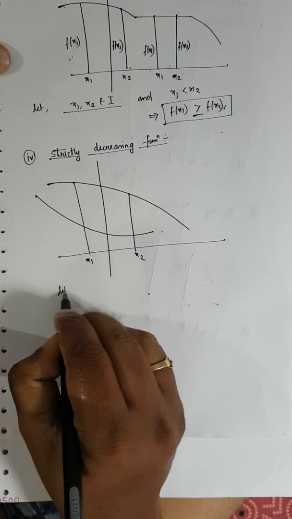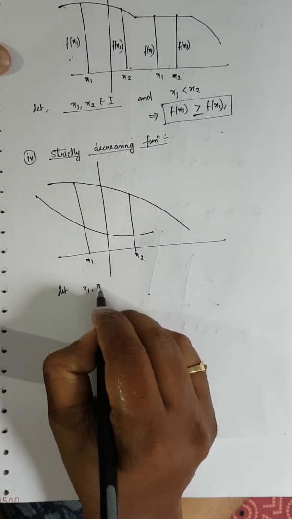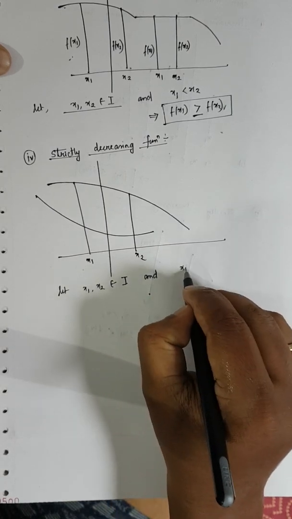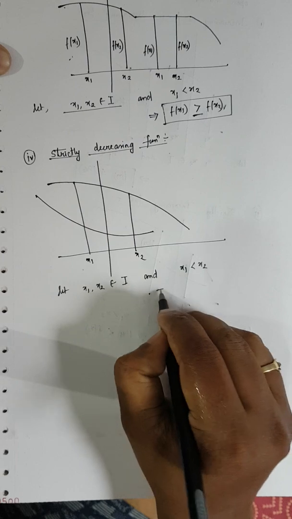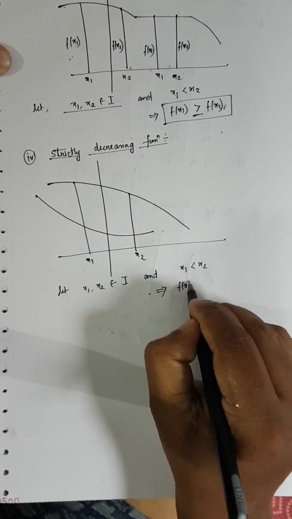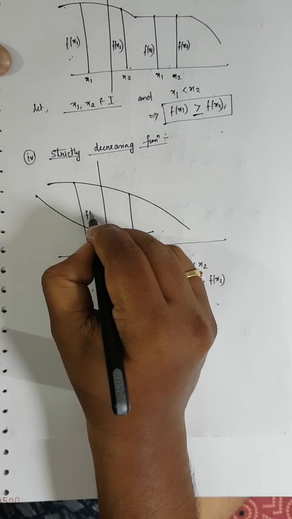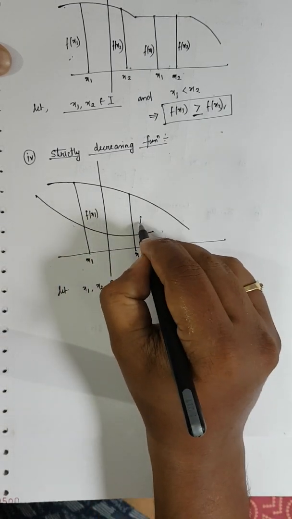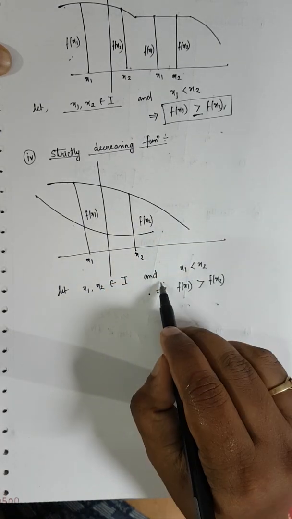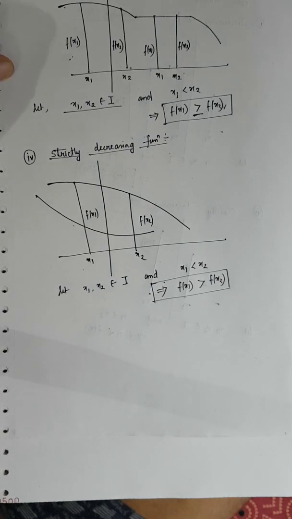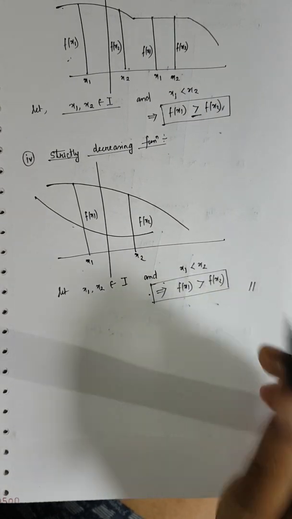So let x1 and x2 belong to the interval I, and you are given that x1 is less than x2. It implies f of x1 is greater than f of x2. You can clearly see f of x1 is larger than f of x2. So this is the analytical method of checking whether a function is strictly increasing or strictly decreasing, increasing or decreasing. So these are the 4 different functions.